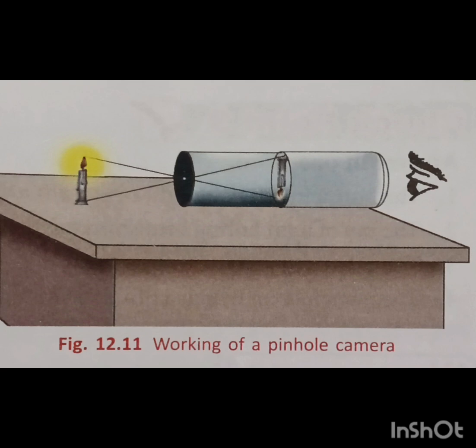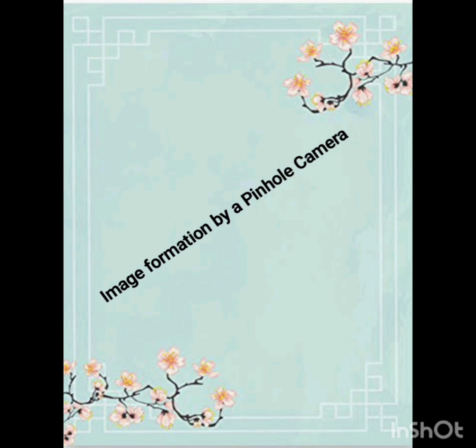The images of distant objects such as trees, cars, etc. can be obtained through a pinhole camera in bright sunlight. Even the image of the sun, which will appear as a small bright spot on the screen, can also be obtained. Image formation by a pinhole camera.